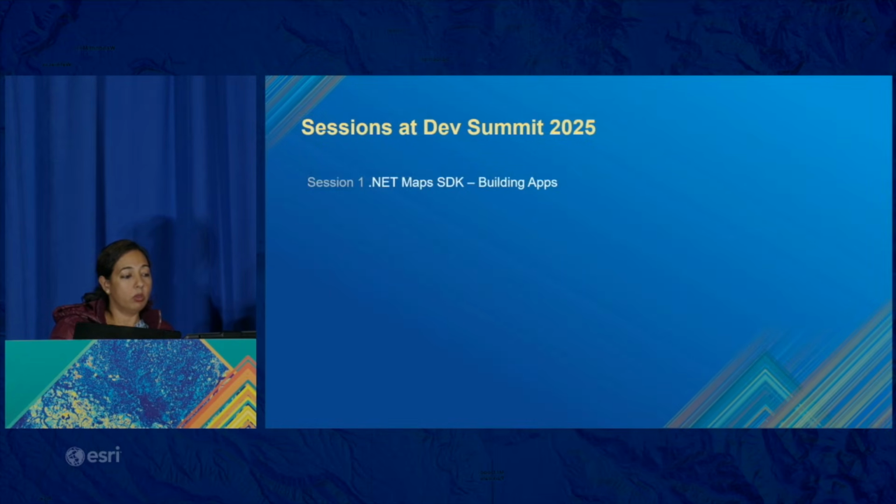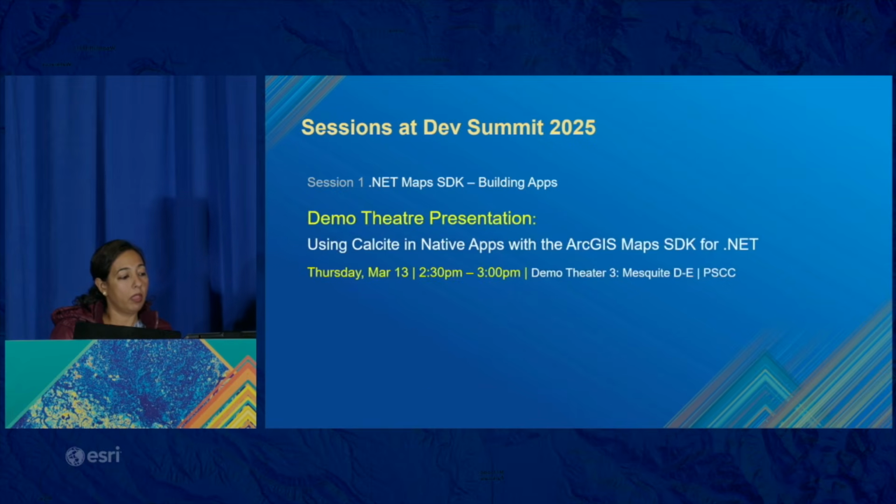All right, so we have 3 sessions this year. Session 1, which is this one, is about building apps with .NET Maps SDK. Then on Thursday, we have a demo theater presentation on building native apps with ArcGIS Maps SDK using Calcite toolkit for .NET. Calcite is a new toolkit. We just released it. It's for styling your apps. So I recommend going to that session if you want to learn about styling your apps with Calcite styling and tooling.